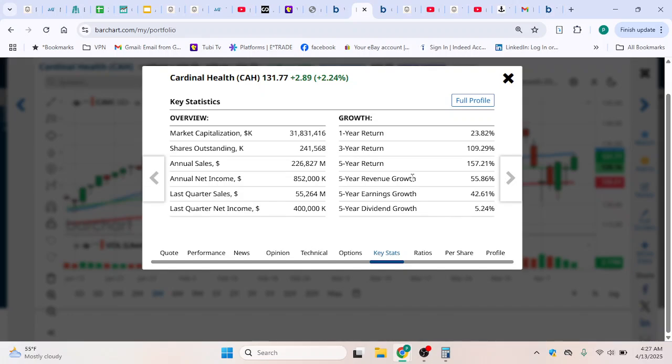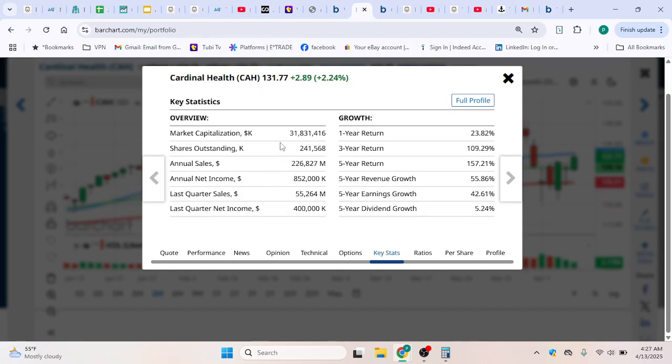But I like this too. It shows revenue growth, double digits over 5 years. Earnings growth, double digits over 5 years. Dividend growth, that's a very low percentage for dividend growth, but they are growing their dividends at a slow rate.